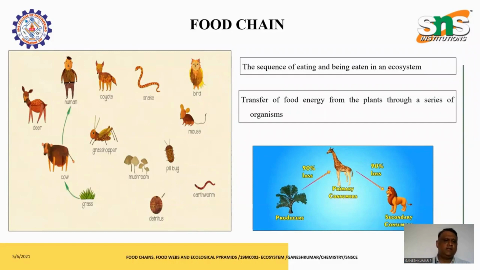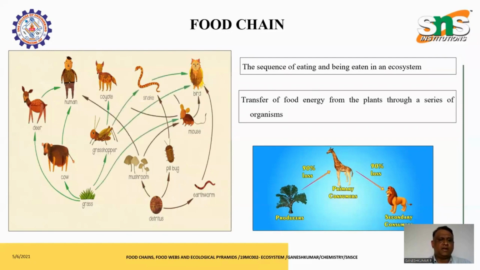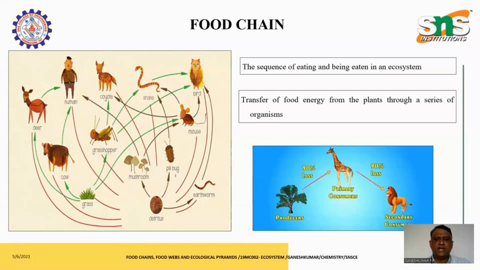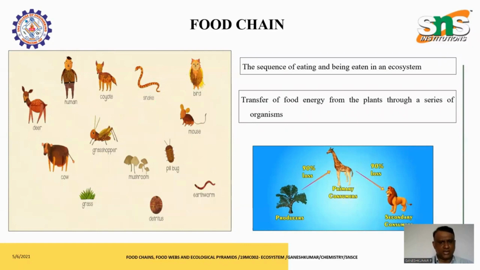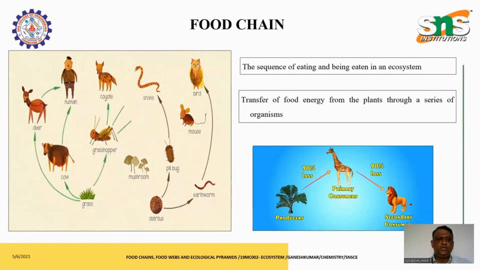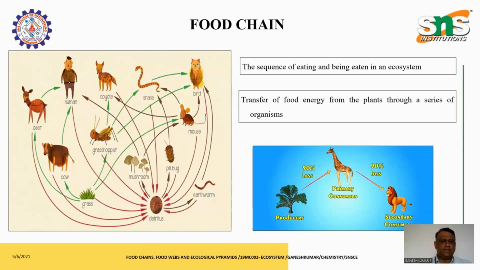We know that we take food from the plant. A deer takes food from the plant, and a lion takes food from the deer. So what happens? The energy or food level transfers from one organism to another organism. The sequence of eating and being eaten in an ecosystem is called a food chain. During this food chain, the transfer of food energy from the plant through a series of organisms is happening.